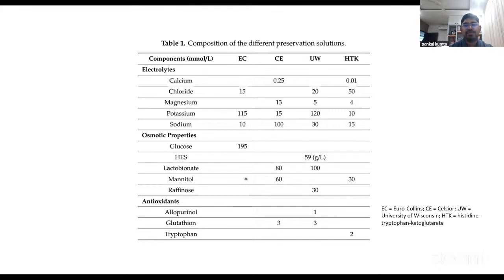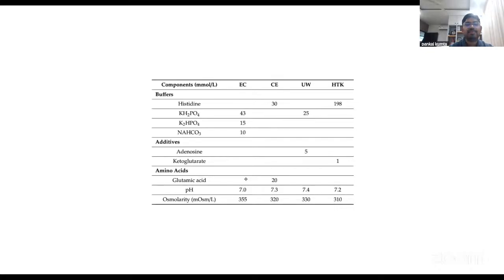So that is a quick way to pick it up. HTK also has the name histidine, tryptophan, ketoglutarate, while University of Wisconsin tends to have more of the raffinose and lactobionate. And if you look at the buffers again, as we spoke about, HTK has more histidine and ketoglutarate. That would be your standard options. And looking at the pH, most of the Celsior, University of Wisconsin, and HTK or Custodiol all have a pH similar to the body. But the urocolins, which was the first one made, has a lower, more acidic pH. So it is not much used now, but it has historical use.